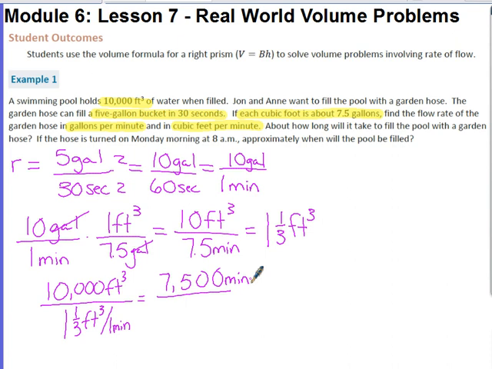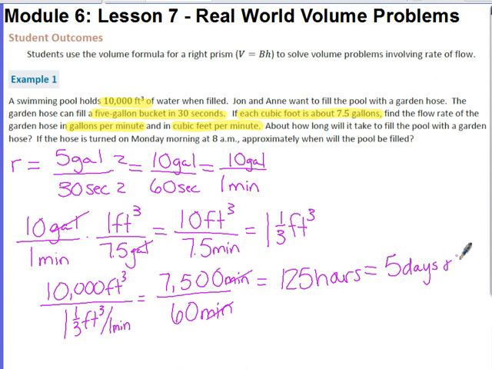If the hose is turned on Monday morning at 8 a.m., approximately when will the pool be filled? So we've kind of answered the question about how long it will take to fill the pool with a garden hose. It's going to take 7,500 minutes. Why don't we turn this into hours? So we're going to divide this by 60 minutes. That's going to cancel our minutes and give us 125 hours, which we know, since there are 24 hours in a day, actually works out to be 5 days and 5 hours.